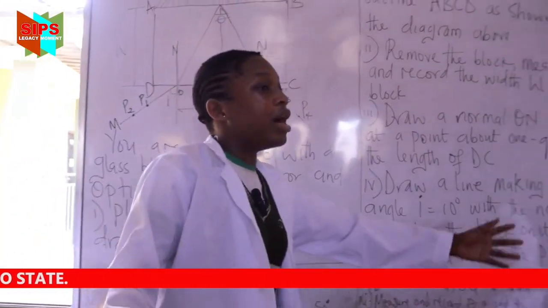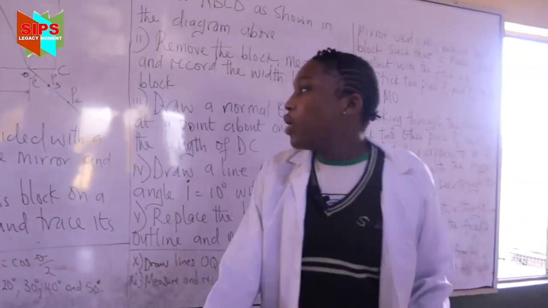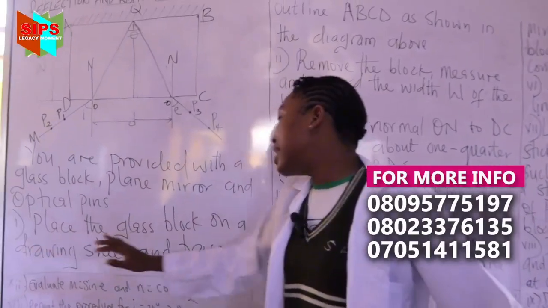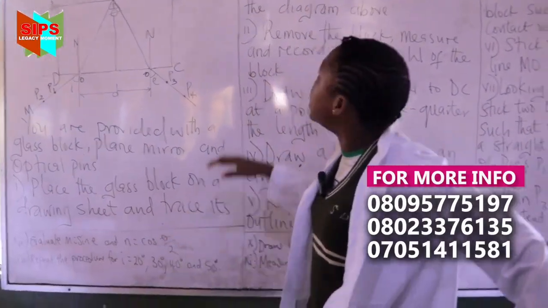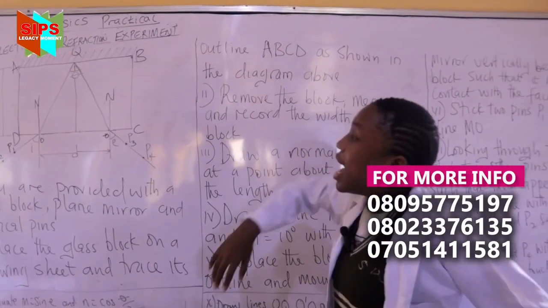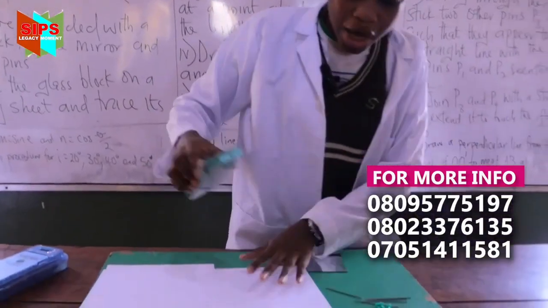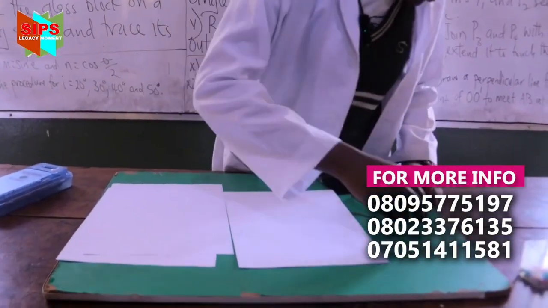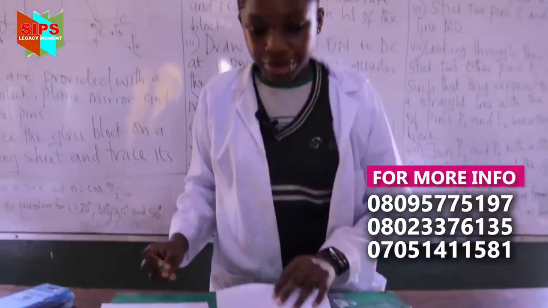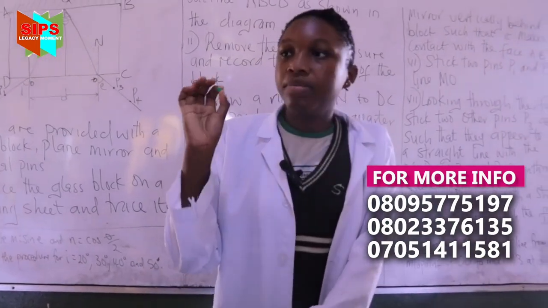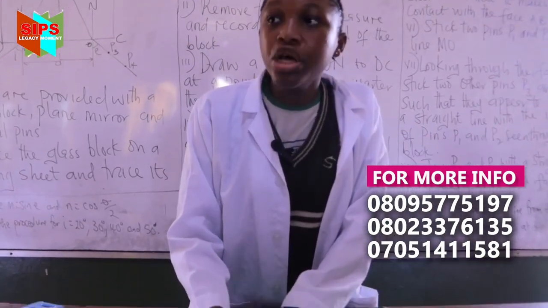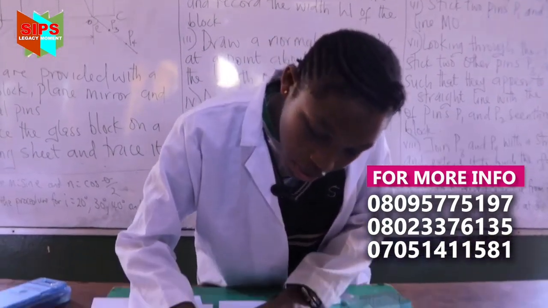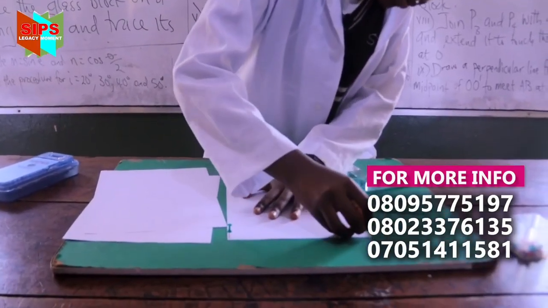So class, let's start with our practical. According to our first instruction, we should place the glass block on a drawing sheet and trace its outline A, B, C, D as shown in the diagram. So I'll place my paper on my drawing board, and I will use thumb pins to place it down so it does not shift or alter the practical.